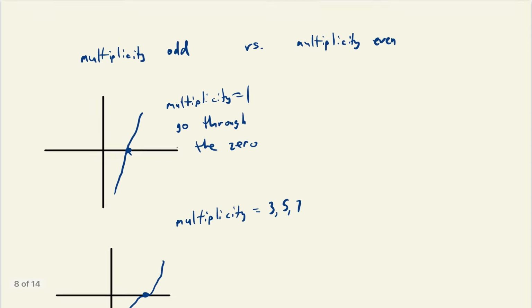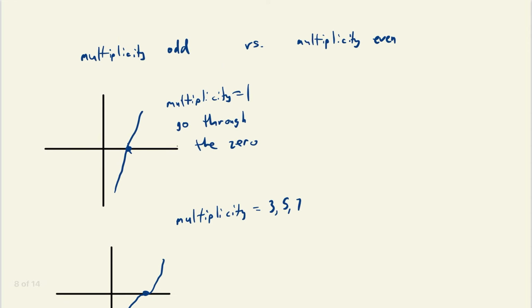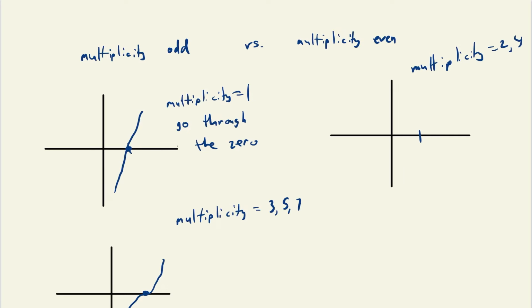All right, so for even multiplicity, let's say, for example, multiplicity 2 or 4. Let's say this is a 0, then your graph is actually just going to touch and turn. It's not going to go through the axis. It's going to simply touch and turn. All right, so that's the information you would need to know.